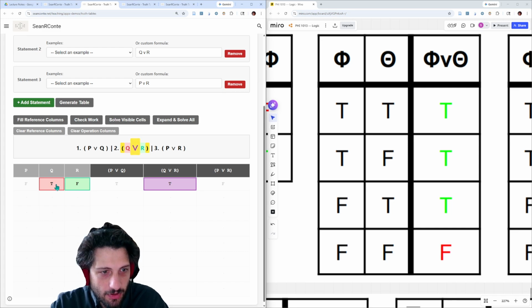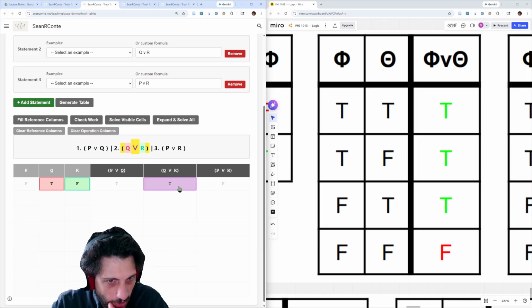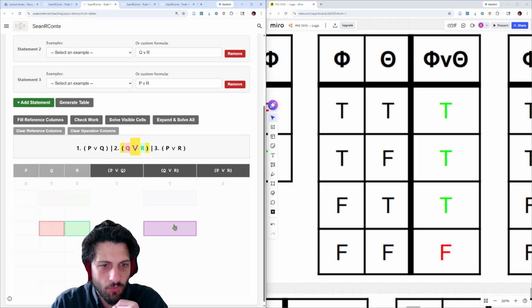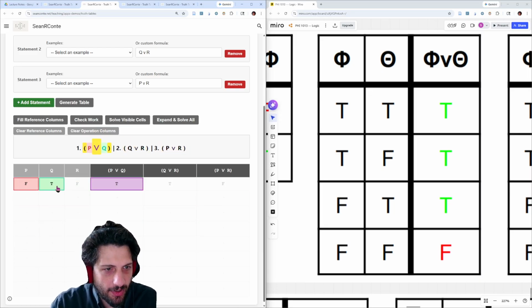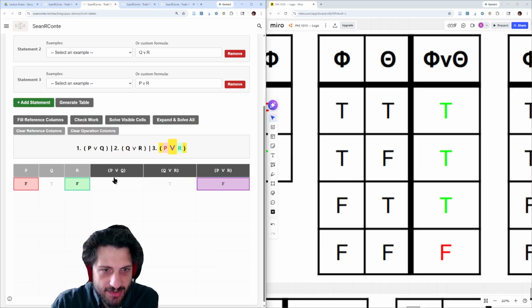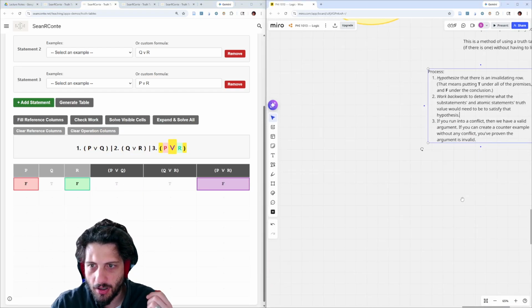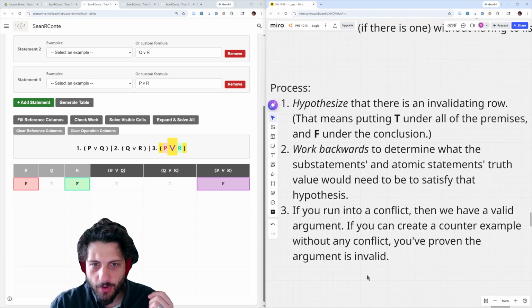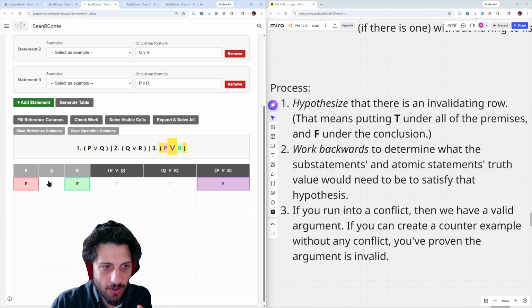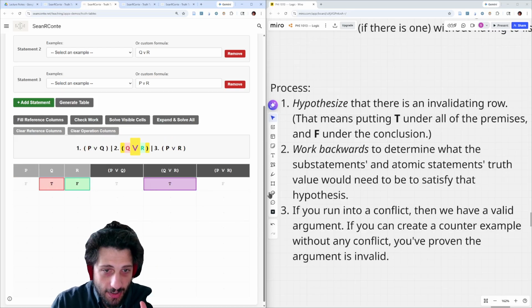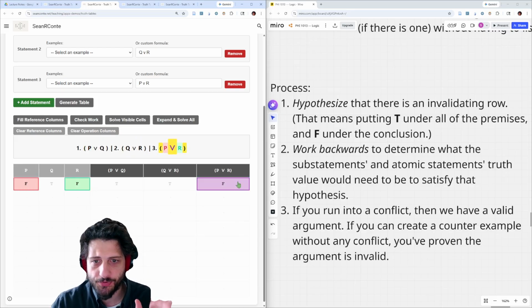Right? Yeah, sure. If Q is true and R is false, then yes, Q or R is true. So the point is, we went in, we hypothesized that there was a T, T, and F. So let me go back now to our instruction set. We hypothesized true, true, and false. Then we worked backwards to determine what these would need to be in order to actually make these true, true, and false.